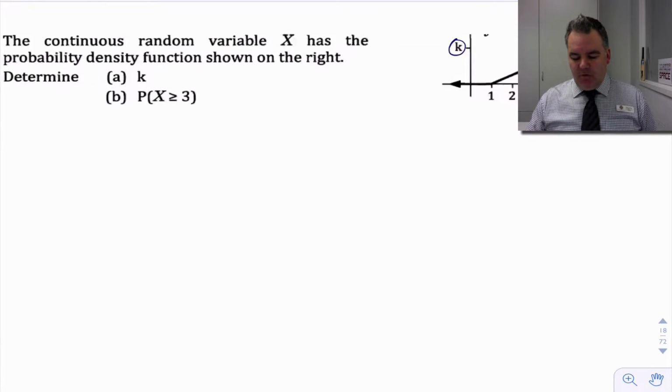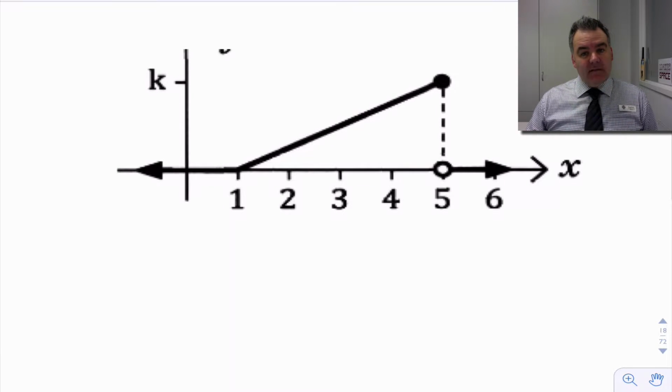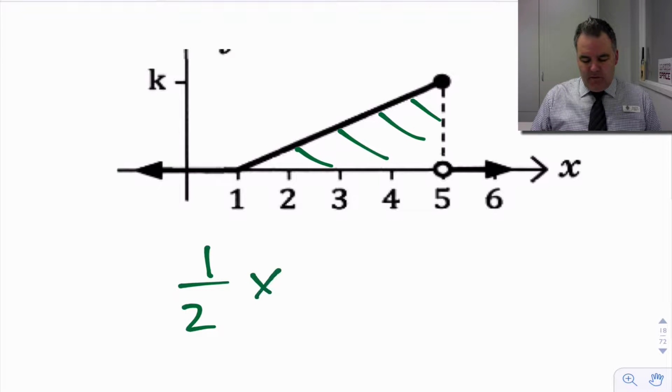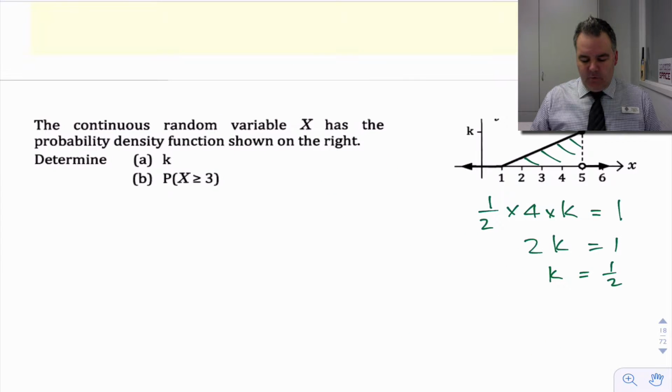So if you look at the first one here, you can see that we've got a triangular shaped distribution, and the first question here is find the value of k. Okay, so we know that the area underneath the distribution, and here it's defined between 5 and 1, that area that I've shaded must be 1 for it to be a probability density function. So a half times the base, so that's 4 along the base, times k is equal to 1. So we get 2k is 1, so here k is equal to a half, or 0.5. So that's how you do part A.